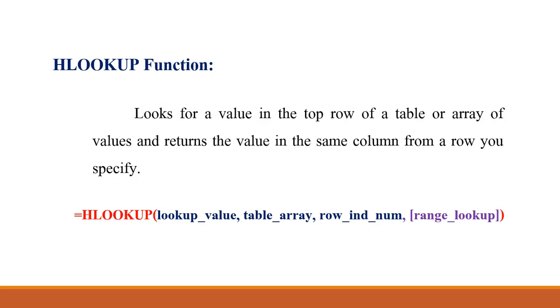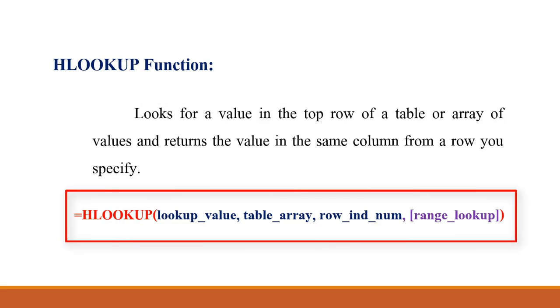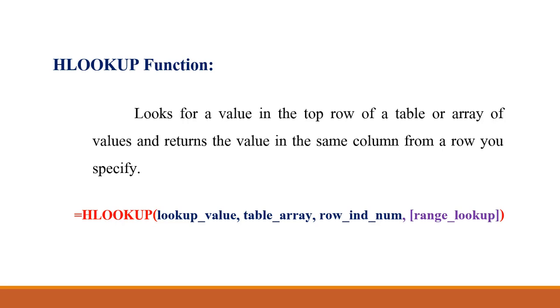We'll see the syntax of HLOOKUP. See here: equal HLOOKUP, lookup value, comma, table array, comma, row index number, comma, range lookup. There are 4 arguments. Of those, 3 are required and range lookup is optional, which is why we place it inside the square brackets. So we take lookup value, table array, row index number and range lookup.